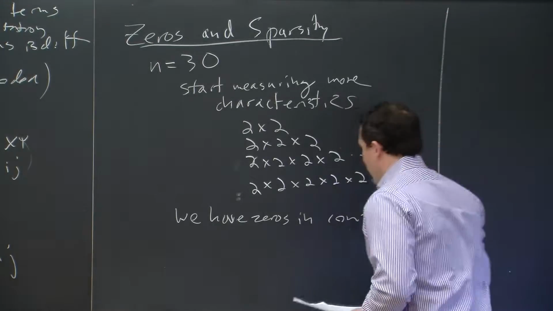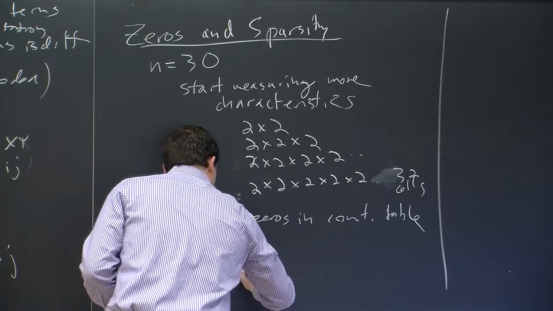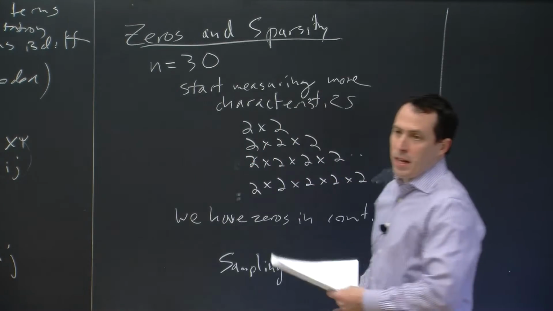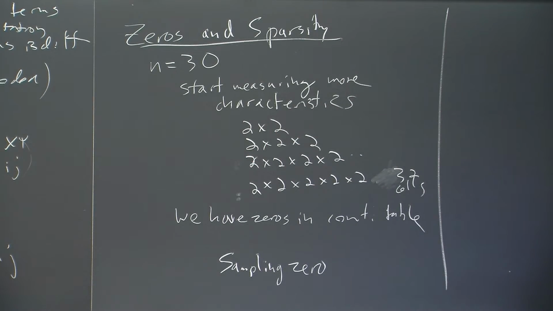And so this kind of zero is what's called a sampling zero. The idea being it was at least possible that every cell in the table could have had a value in it, and that we just didn't happen to observe it.